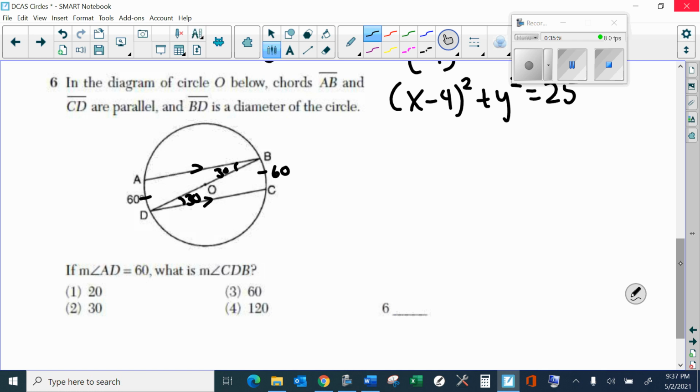What's the measure of CDB? CDB, we already know it. We just did it right there, 30 degrees. Inscribed angle, half of that 60. Okay.